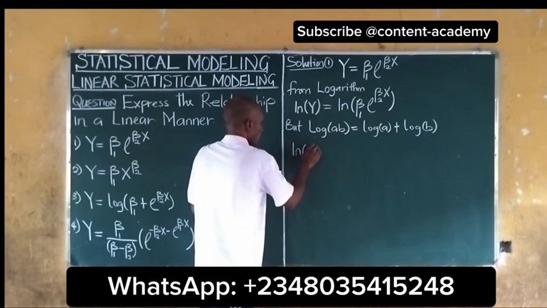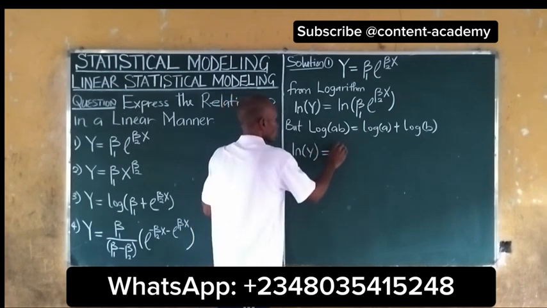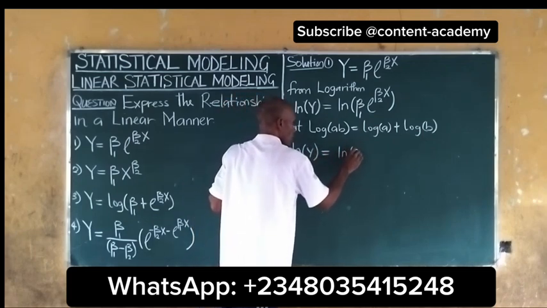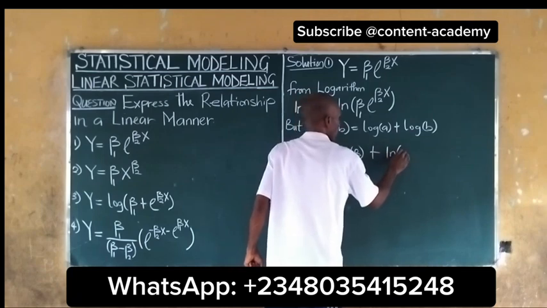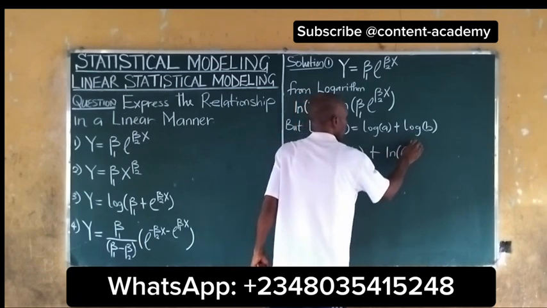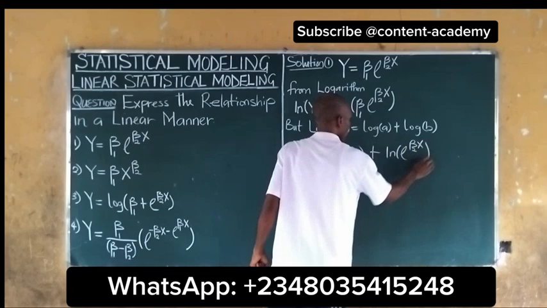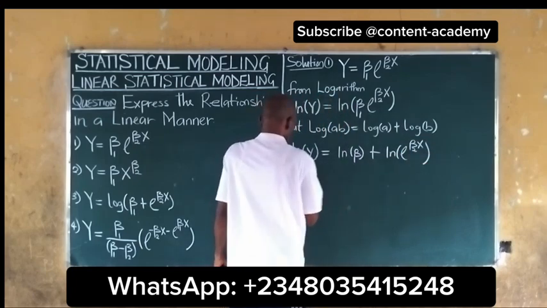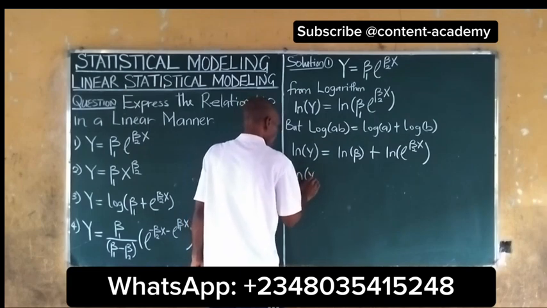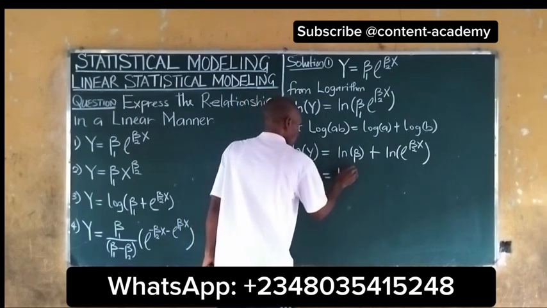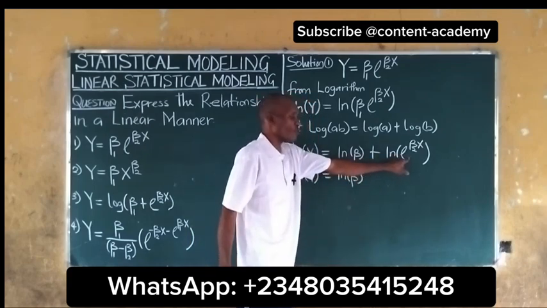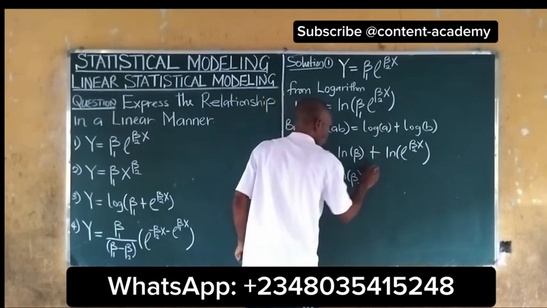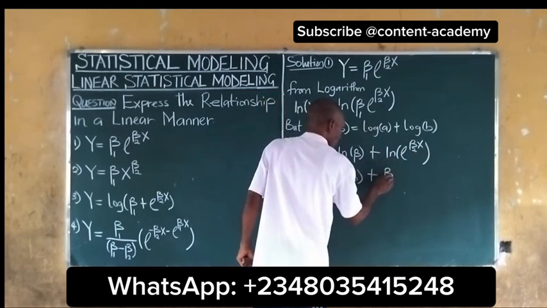So we'll have ln y equal to ln b1 plus ln exponential b2x. It then means that ln y is equal to ln b1 plus, if you take the ln function of an exponential function, you get that function. So it will now be plus b2x.